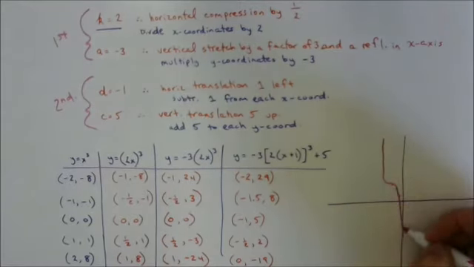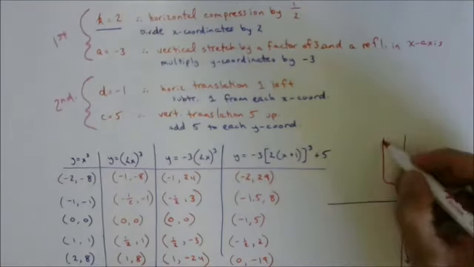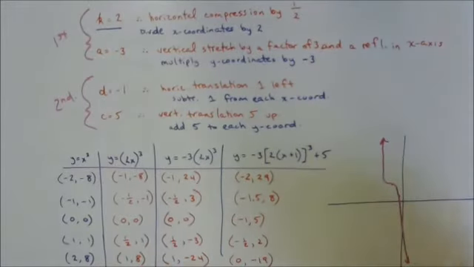It should look something like that. It's much less smooth, right? It changes direction a lot more quickly, going up and down. And its little apex turning point here is at (-1, 5).